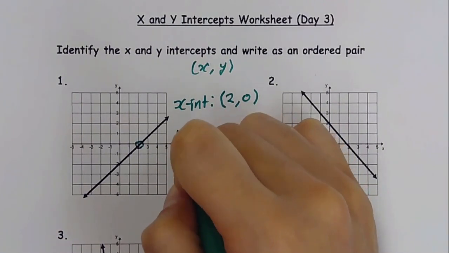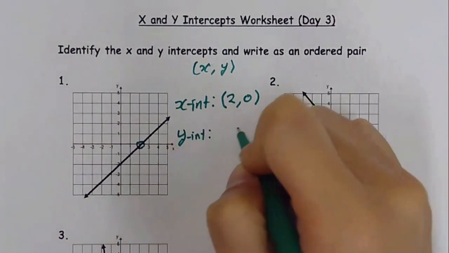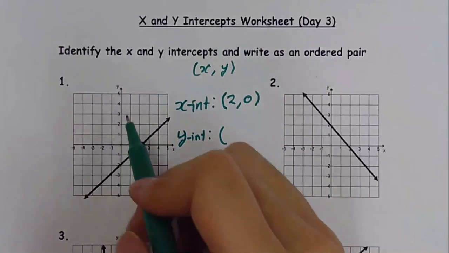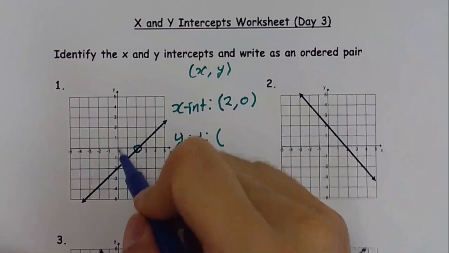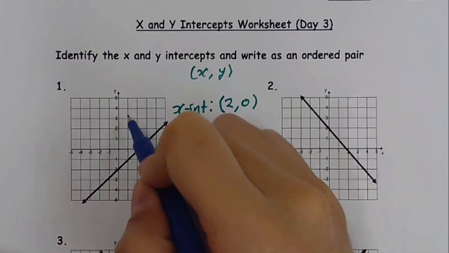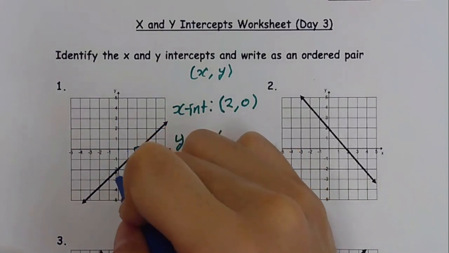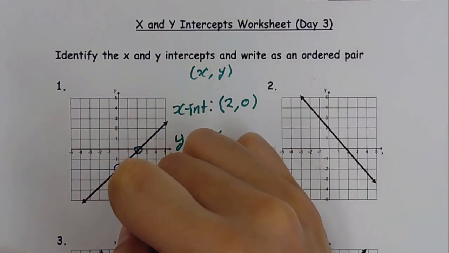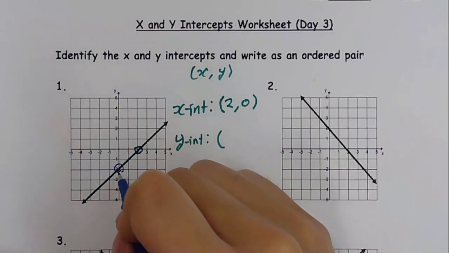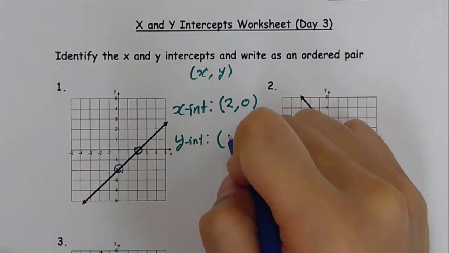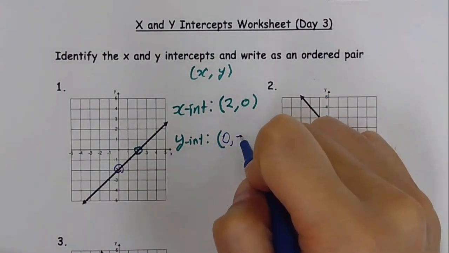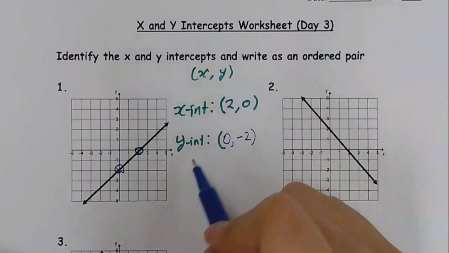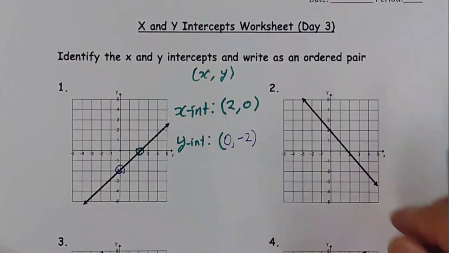And what about the y-intercept? The y-intercept is the point where this graph meets the y-axis, so where this line meets this line over here, which is this point. What is my y-intercept? What's the x-coordinate of that point? The x-coordinate is equal to 0, and the y-coordinate is equal to -2. So my y-intercept is at 0, -2.